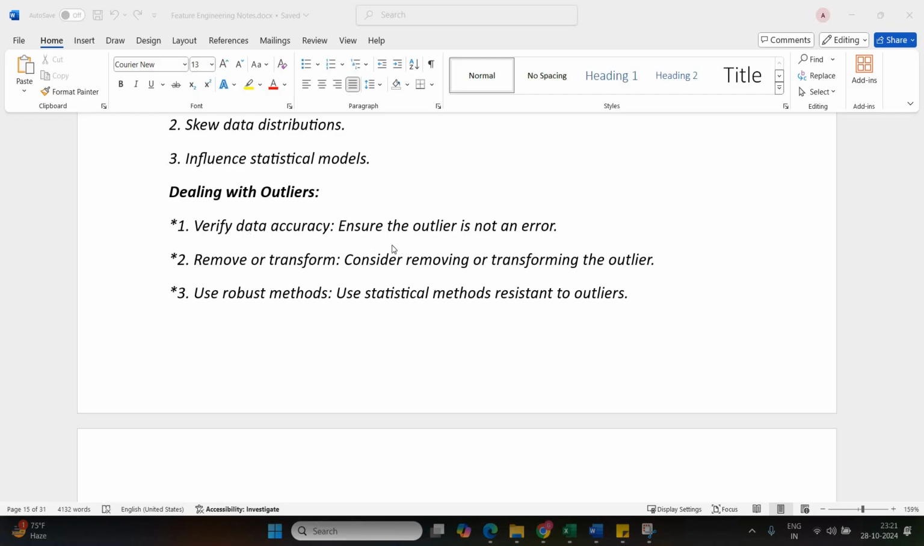The first method is to verify the data accuracy. Once you get the data, you can find out whether the outlier is an error. In fact, it may be the result of some kind of error, some misleading data that has been placed here, due to which this data has come to you. In that case, you can remove that data, right? So either you remove that data or you transform the data which is an outlier.